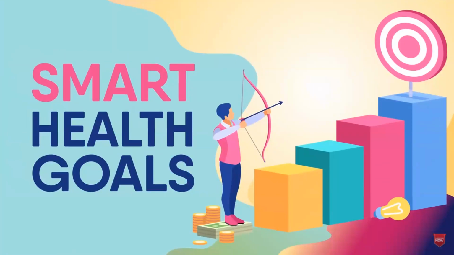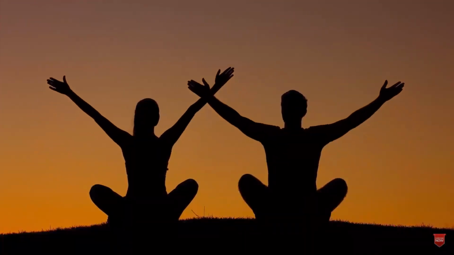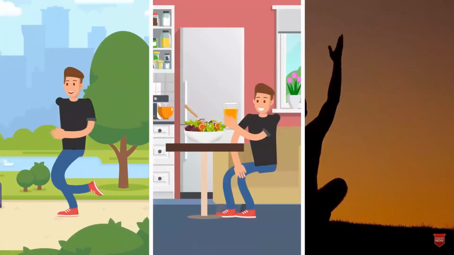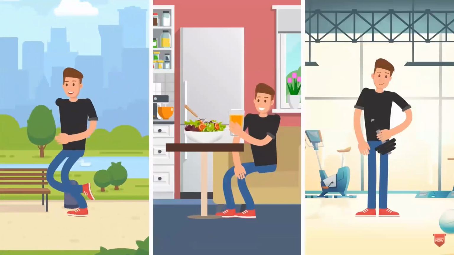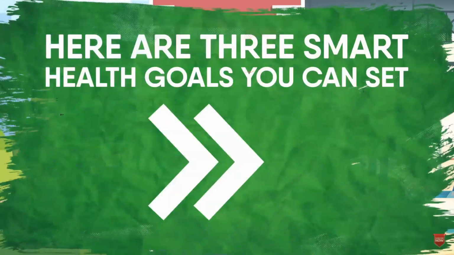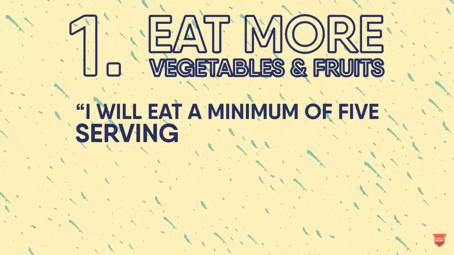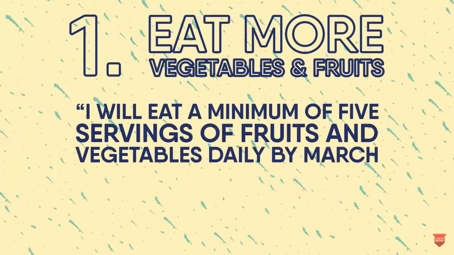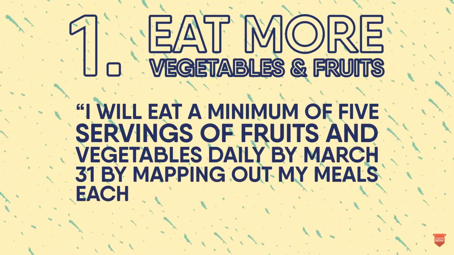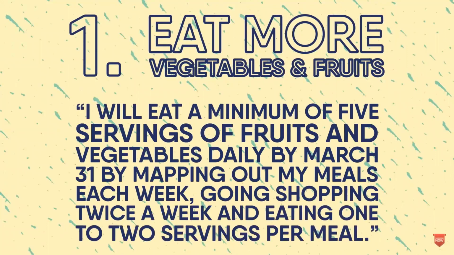SMART health goals. This area focuses on building a healthy lifestyle. Your goals might involve weight control, following a diet, or becoming more physically active. Here are 3 SMART health goals you can set. 1. Eat more vegetables and fruits. I will eat a minimum of 5 servings of fruits and vegetables daily by March 31st by mapping out my meals each week, going shopping twice a week, and eating 1 to 2 servings per meal.